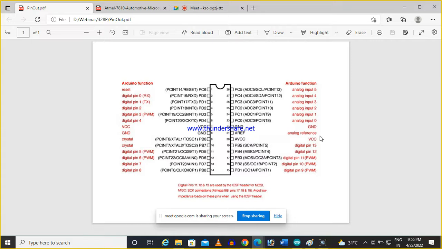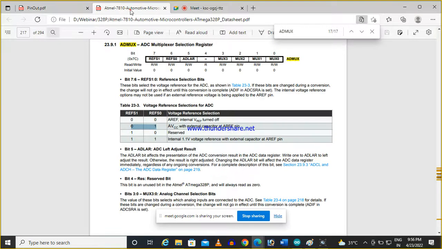So this depends on the nature of the analog signal which you are going to measure. Based on that, this is to be selected. For this case, I have selected it because here this analog reference pin is connected with AVCC, and this microcontroller works on 5 volt logic, so it is connected to 5 volt.